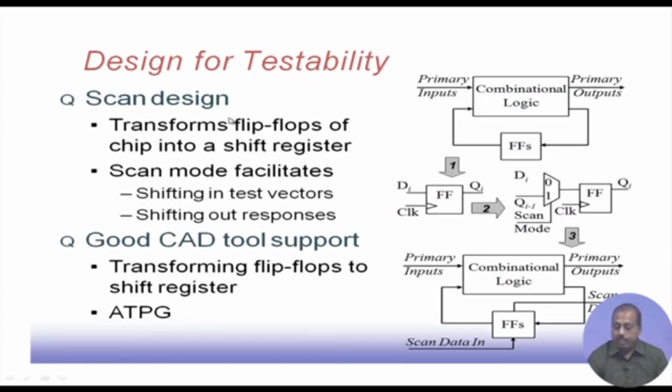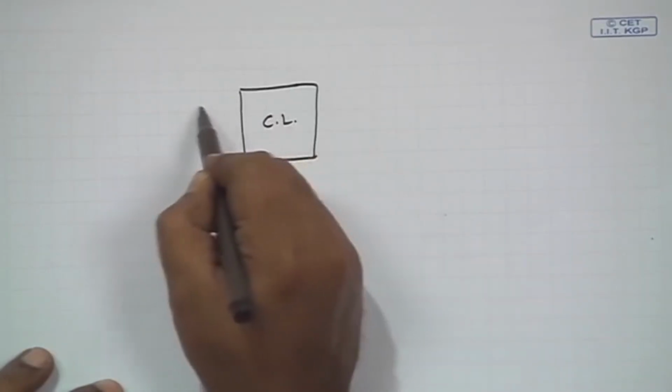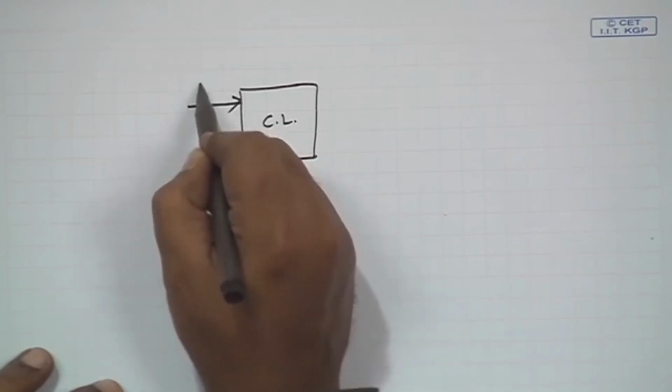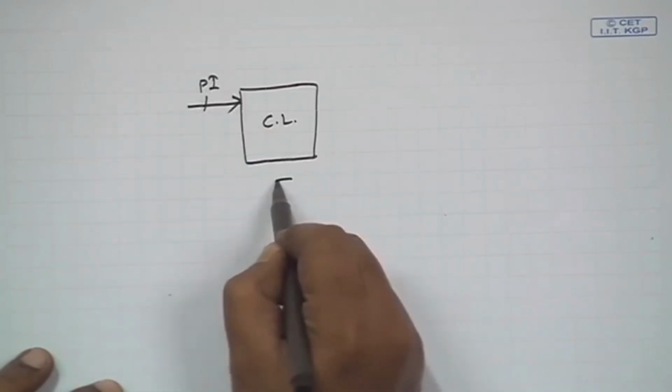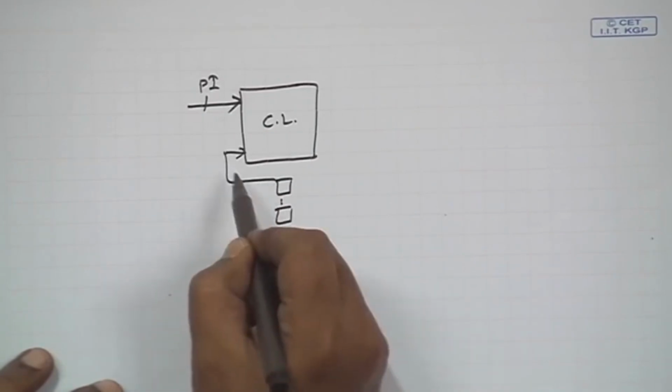The basic difficulty that we have is that if I have a combinational logic, it has some primary inputs, and there are some flip flops which are the next state flip flops.